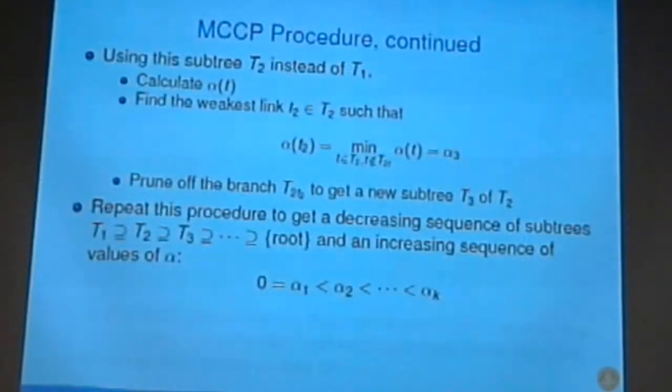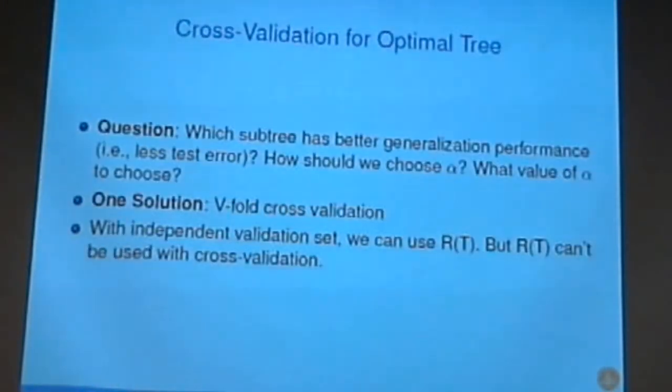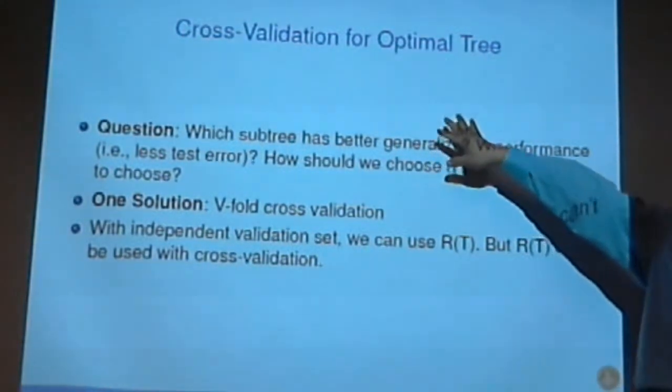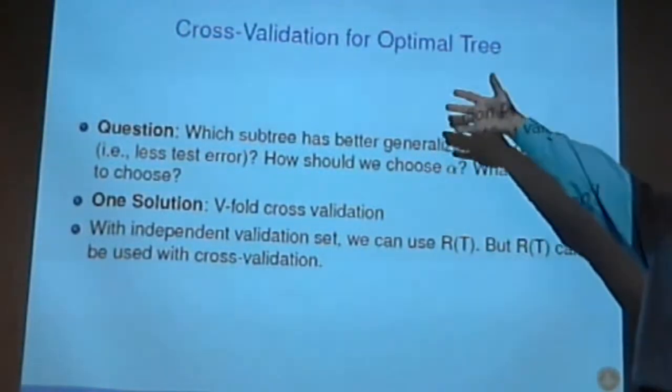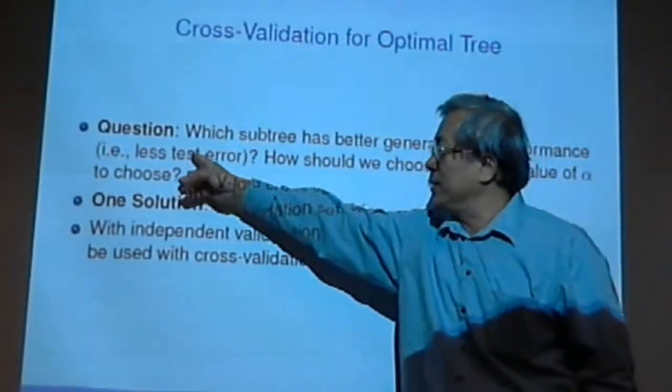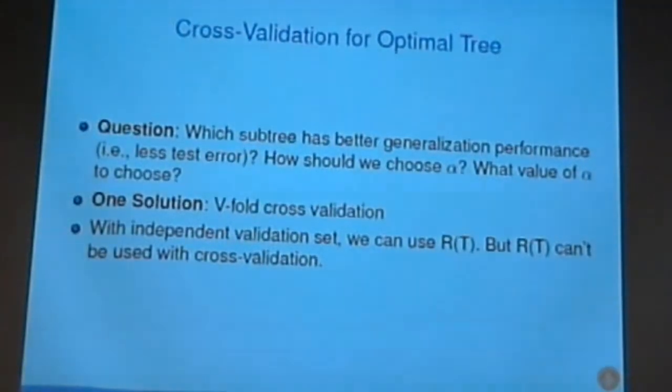I think we can forget about this algorithm for now. Of course, we try to find the optimal tree. The question is which subtree has better generalization performance. When we talk about generalization performance, it means that with your tree model or whatever other model you have, you apply it to the test data set. So less test error will be the one we look for. So how should we choose alpha? What value of alpha to choose?